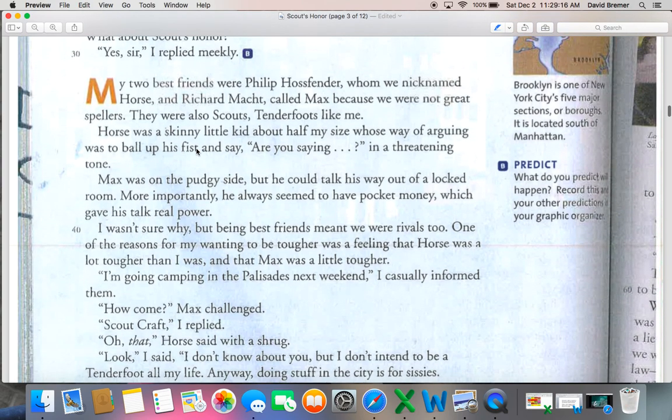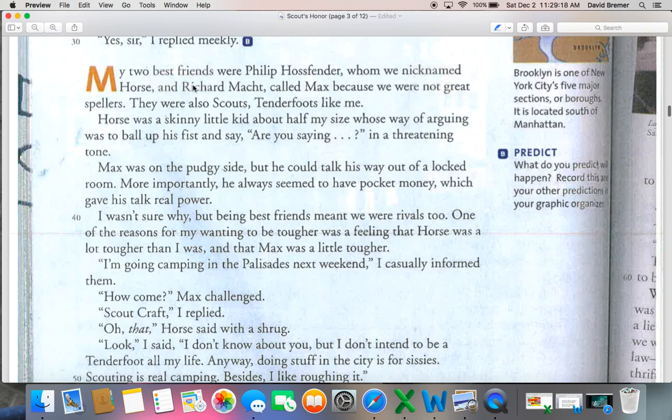My two best friends were Philip Hosfender, whom we nicknamed Horse, and Richard Mock, called Max because we were not great spellers. They were also scouts, tenderfoots like me. Horse was a skinny kid, about half my size, whose way of arguing was to ball up his fists and say, "Are you saying?" in a threatening tone. Max was on the pudgy side, but he could talk his way out of a locked room. More importantly, he always seemed to have pocket money, which gave his talk real power.